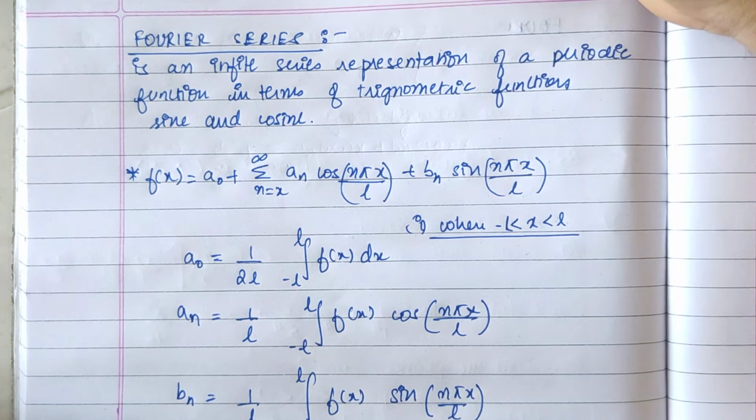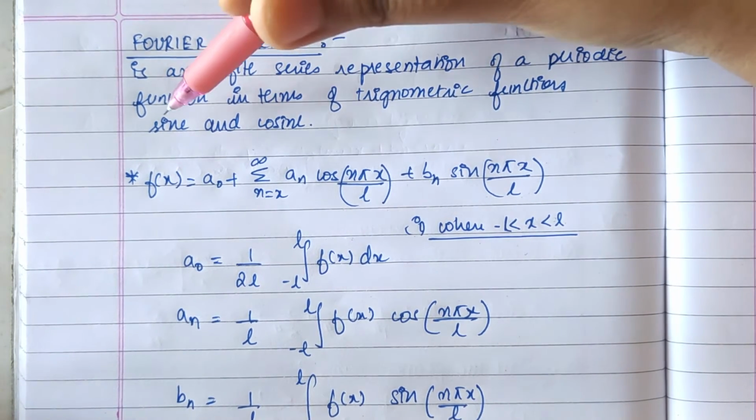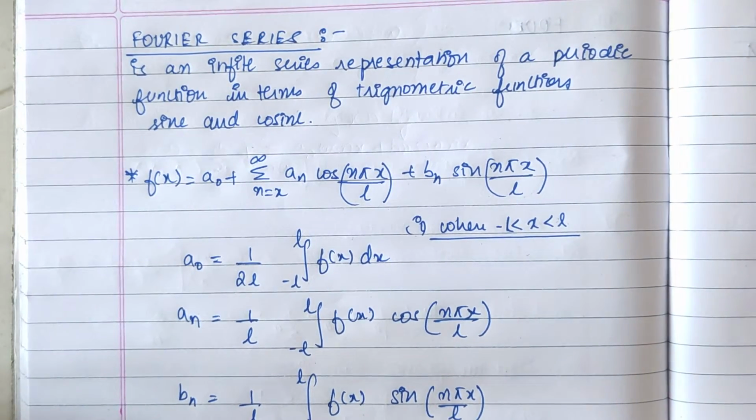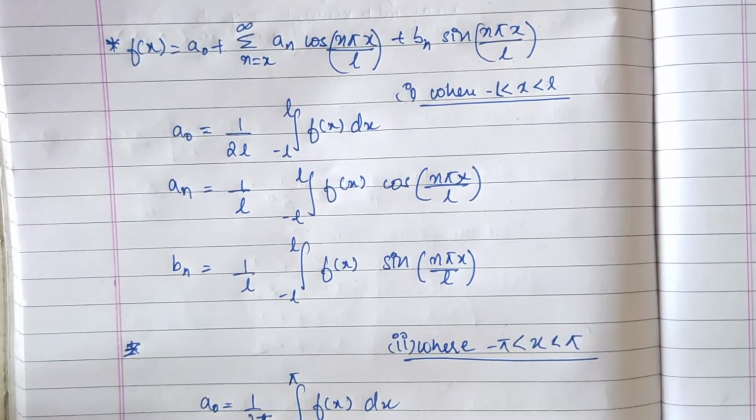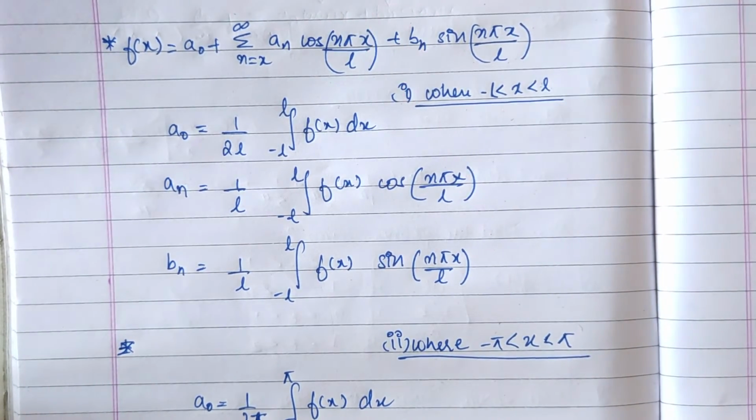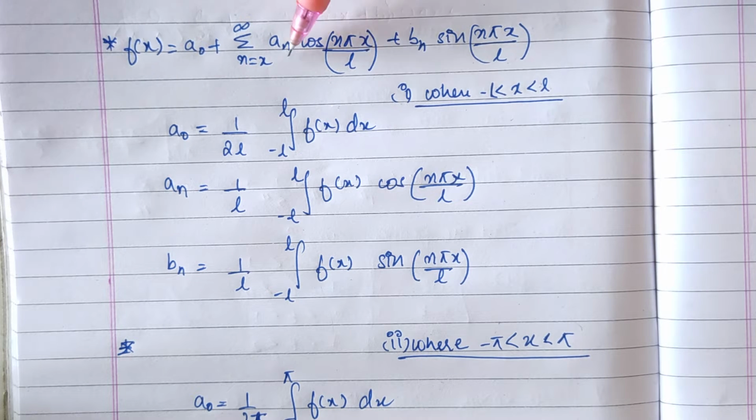The unit step function is a non-periodic function. Periodic functions are like sine and cosine curves, right? These are a few formulae that you need to take note of. We'll be using them extensively throughout our chapter.